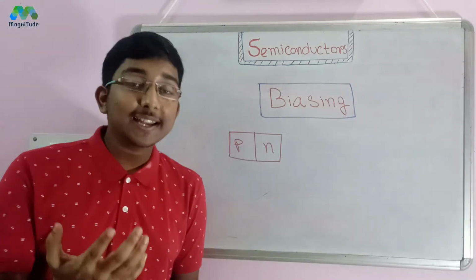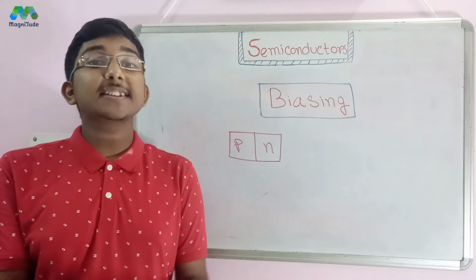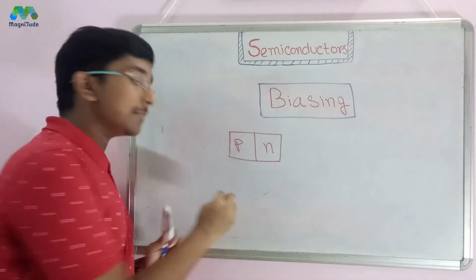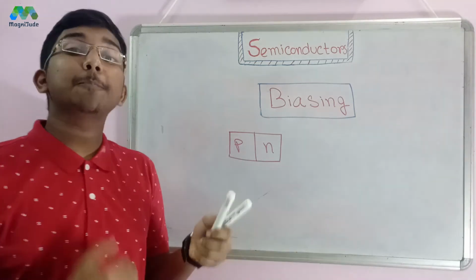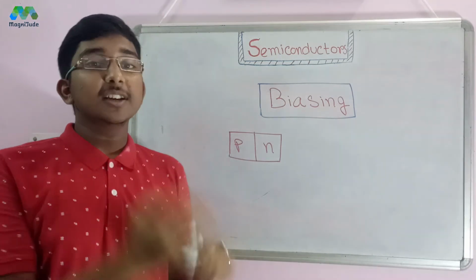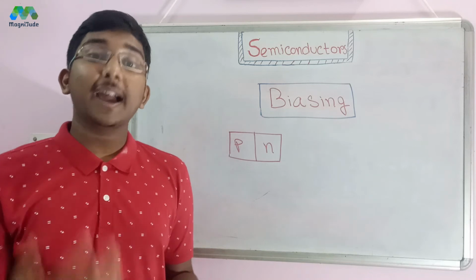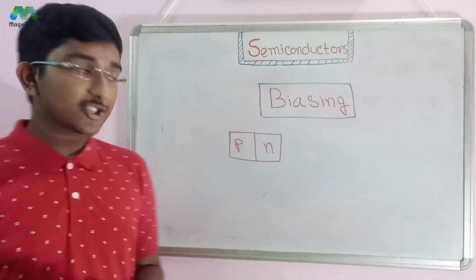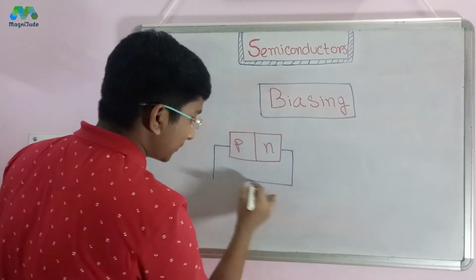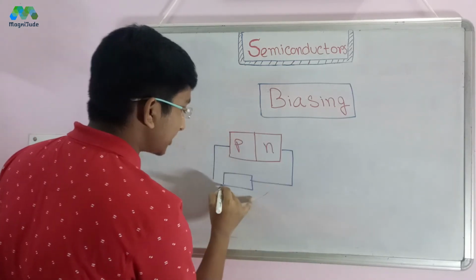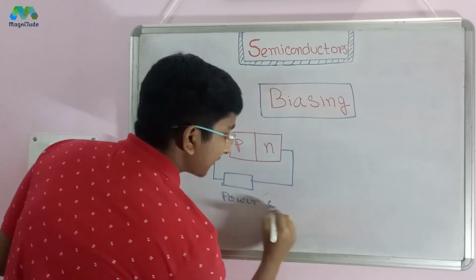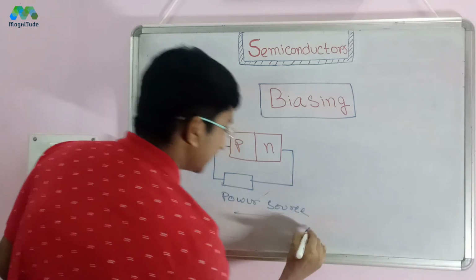In case of biasing, we will connect some external power source to this PN junction. It may be on the P type or it may be on the N side. Means the positive terminal might be on the P type or it might be on the N type. It depends on which kind of biasing we are doing. So biasing actually means the connection of any external power source with the PN junction. So we have connected our power source with it.